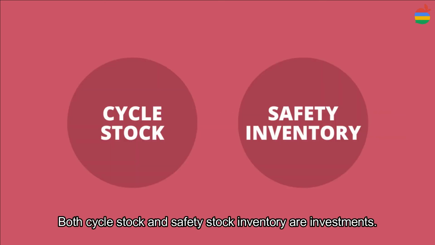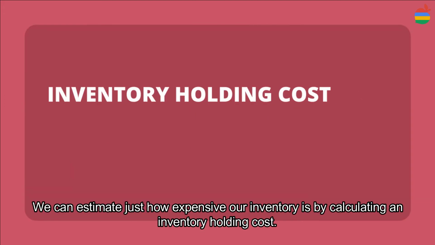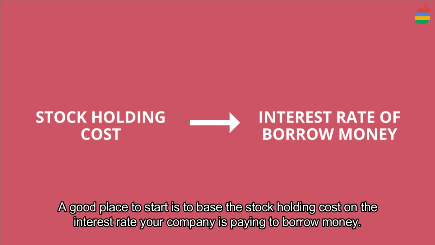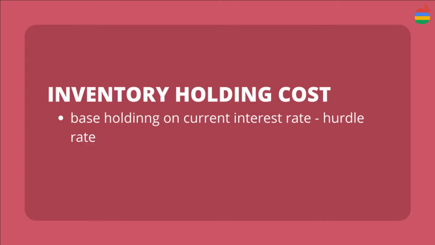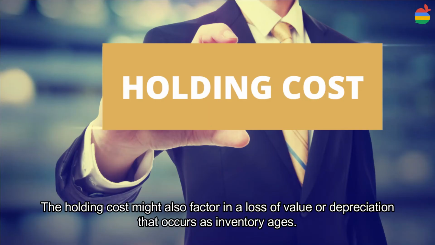Both cycle stock and safety stock inventory are investments. We can estimate just how expensive our inventory is by calculating an inventory holding cost. A good place to start is to base the stock holding cost on the interest rate your company is paying to borrow money. This is sometimes called the hurdle rate or the internal rate of return. The holding cost might also factor in a loss of value or depreciation that occurs as inventory ages.